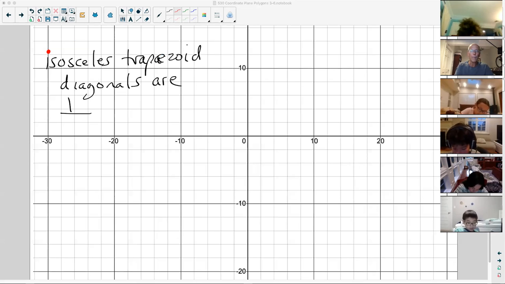And if you have solved this puzzle, please raise your hand electronically so I know you've solved it. Good. And Adalia, if you have solved it, now find the coordinates of your vertices.